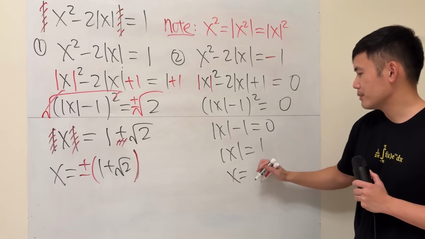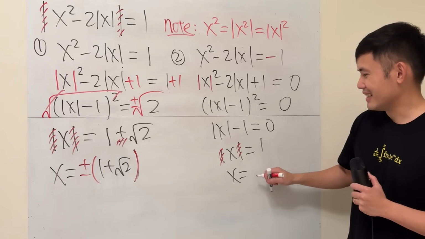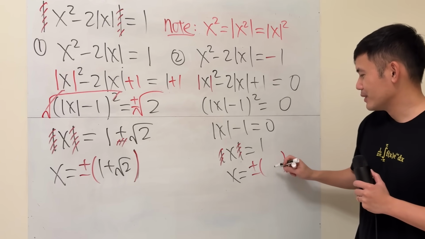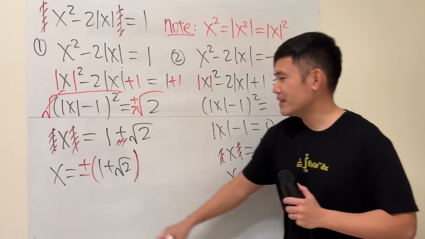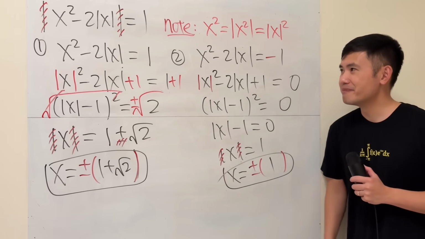x is equal to, let's do this again, plus or minus 1. So here we have it, 4 answers. 2 from here, and then plus or minus 1 from here. That's it.